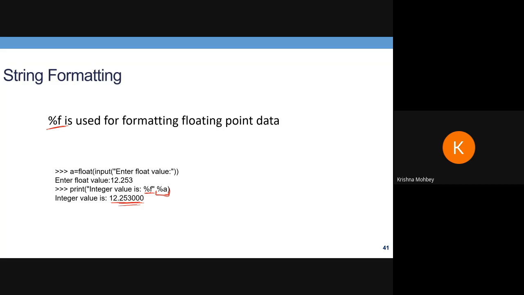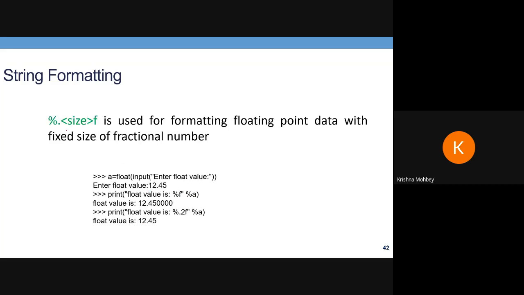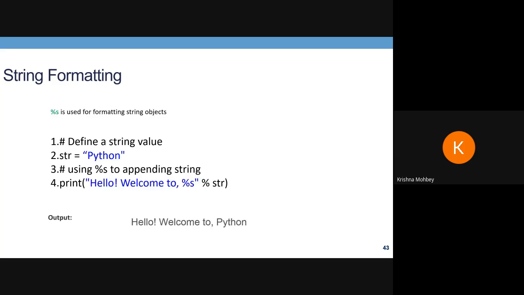We can reduce it by using the function like this, %.nf, where n is how many values you want after the decimal. If you see the example, if we use %f with a, it gives 12.46 and more values after the decimal. But with %.2f, only 2 values will be printed. So this is also possible.